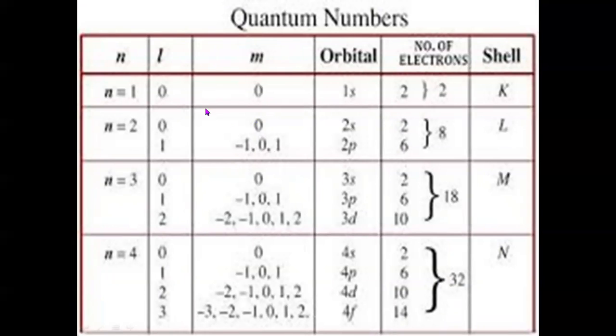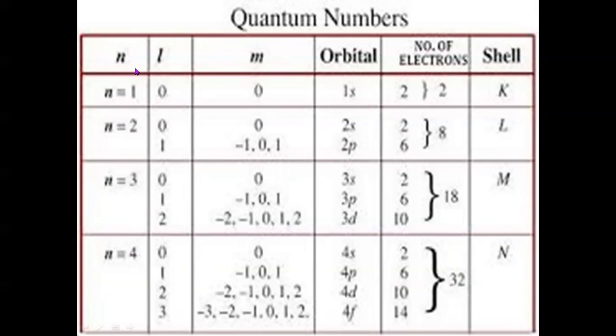Now we have here in this table the 4 quantum numbers, with n equal to 1 to 4, and the quantum numbers n, l, m, and s. Here we are taking the values for n as 1, 2, 3, 4. This means n equal to 1 is the first energy level or first orbit, n equal to 2 means second energy level or second orbit. Similarly, third orbit, fourth orbit.